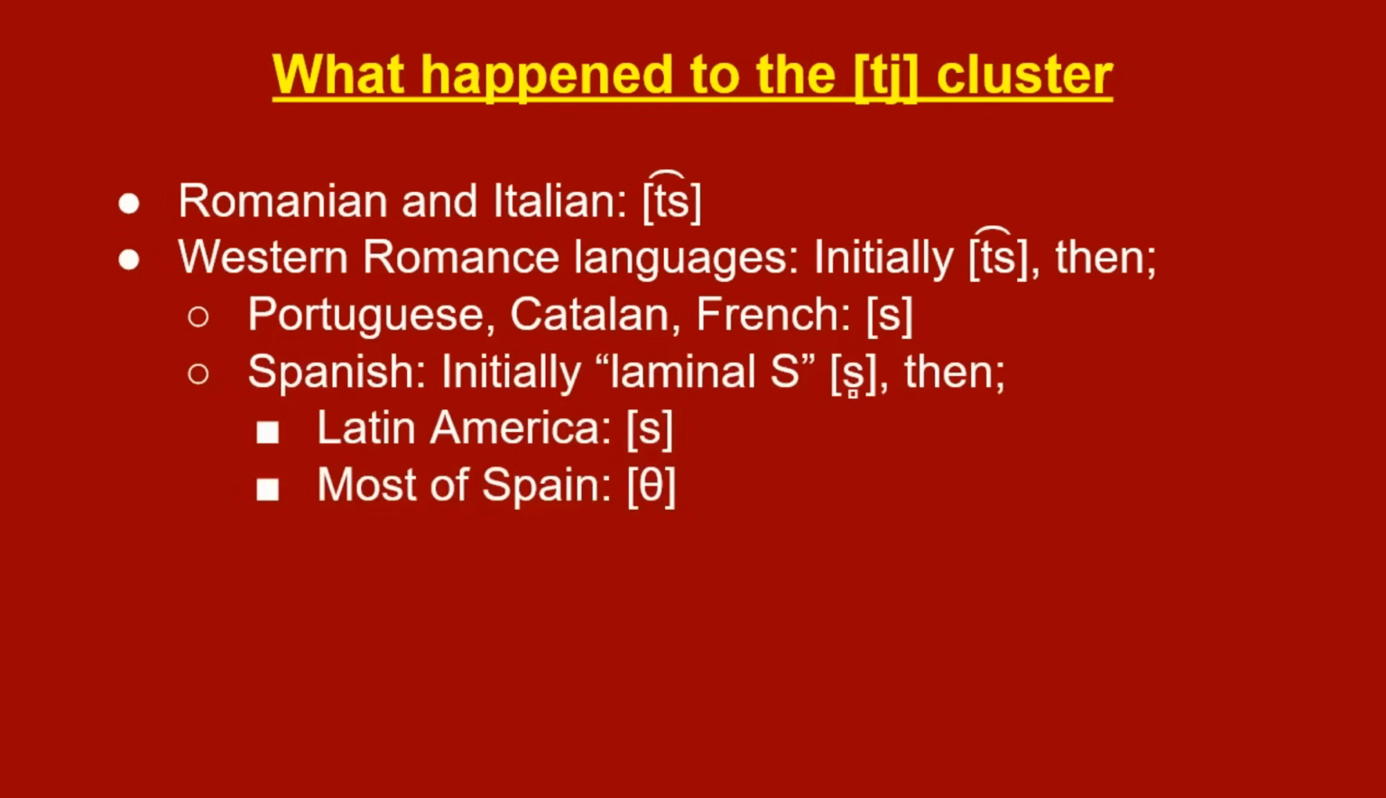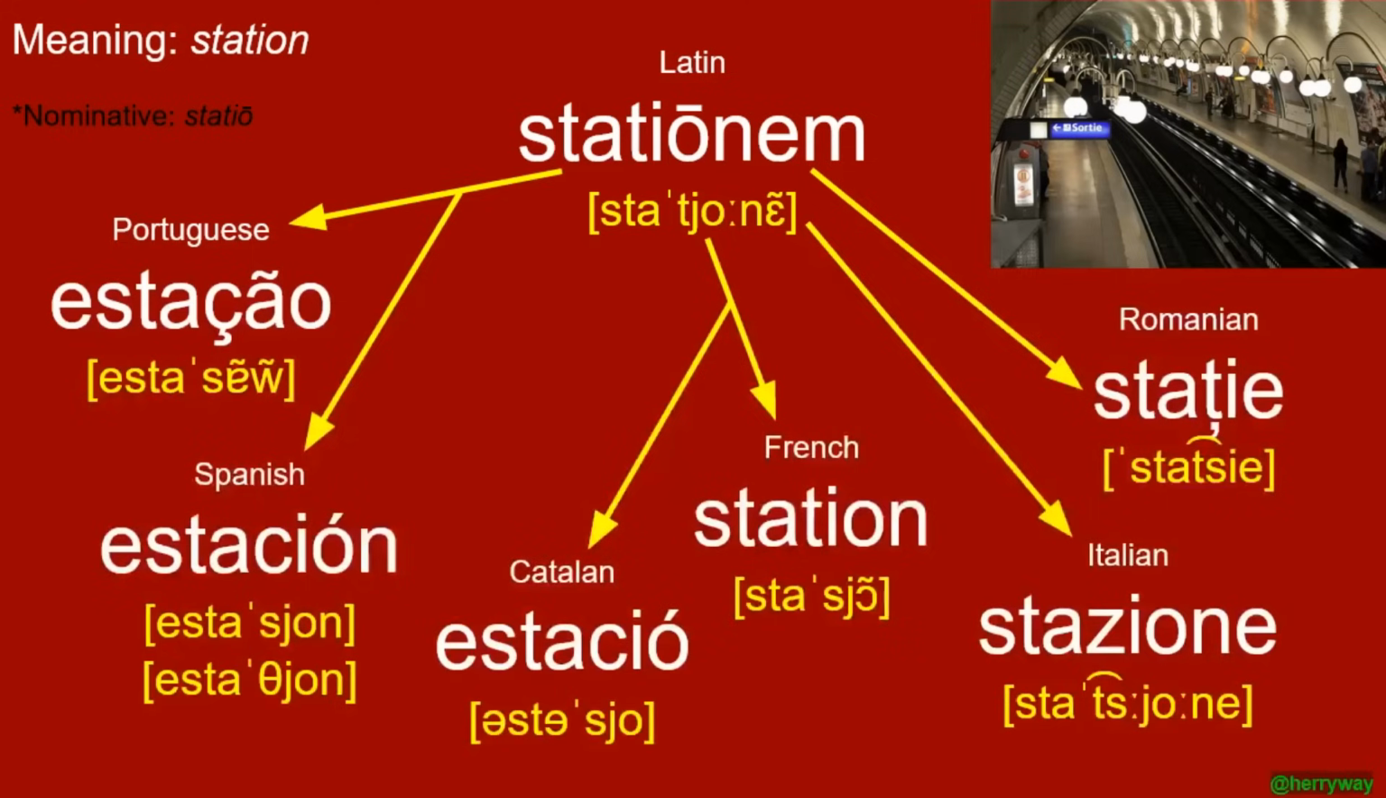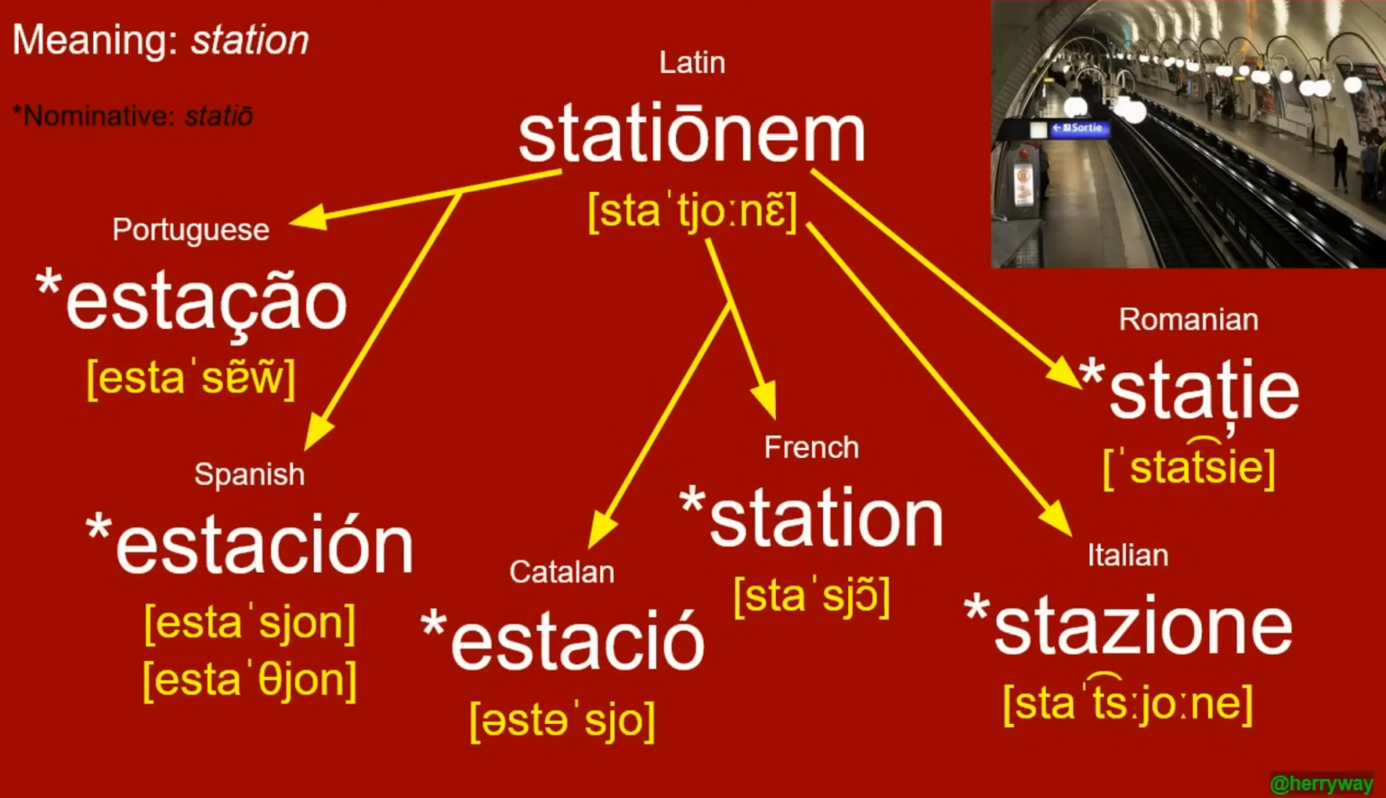Anyway, this cluster also became t in the Western Romance languages, where it then followed the same trajectory as g with the laminal s and whatnot. So for example, there was Latin statione, which became Romanian statia, Italian stazione, French station, Catalan estacio, Spanish estacion, and Portuguese estação. Okay, well most of those were technically loanwords, but the sound shift still applies.